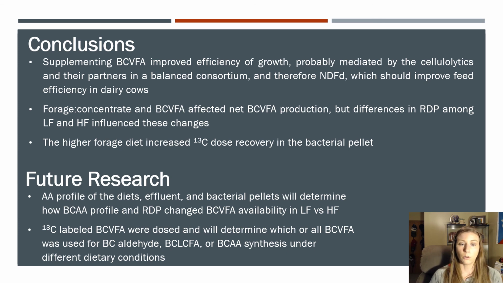In the future, we're going to be looking at the amino acid profile of the diets, effluent, and bacteria pellets so we can determine how the branched chain amino acid profile and the RDP differences change branched chain VFA availability in our different diets. Additionally, the 13 carbon label will be traced into the branched chain aldehydes, the branched chain long chain fatty acids, and branched chain amino acids to determine under these different diets, did microbes utilize the branched chain VFA more for branched chain amino acids, branched chain long chain fatty acids, or where was that 13 carbon ending up?